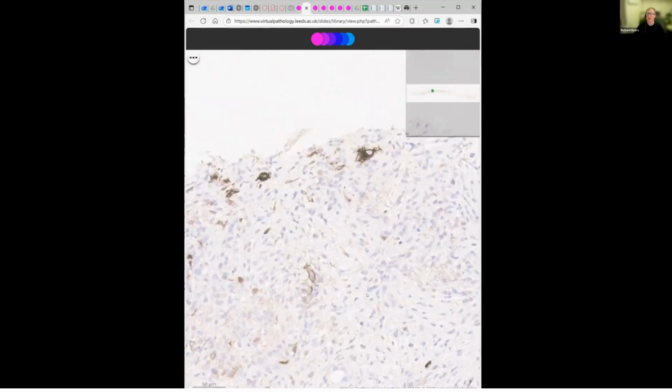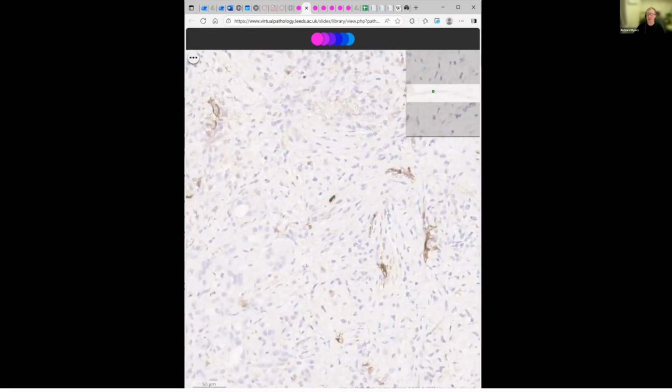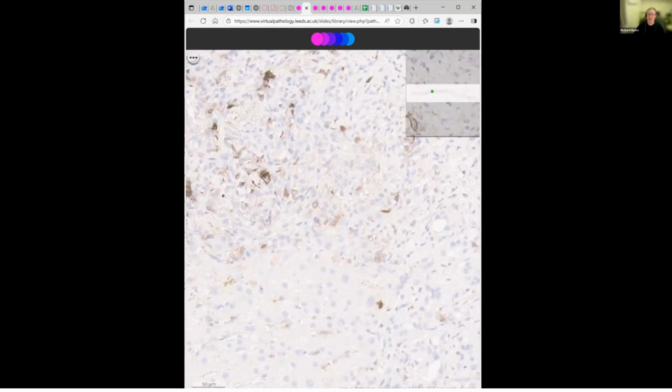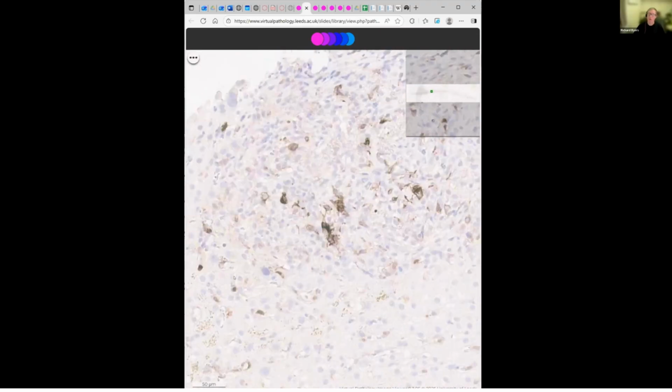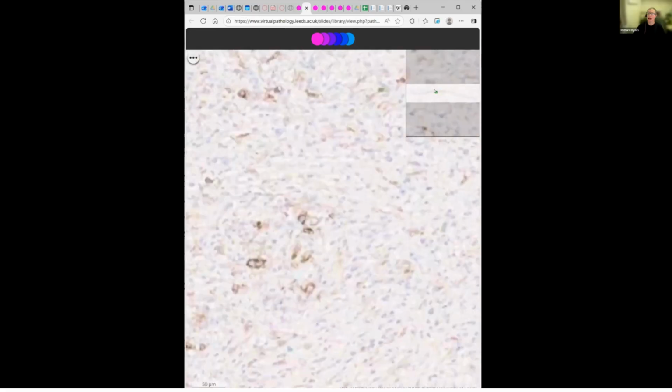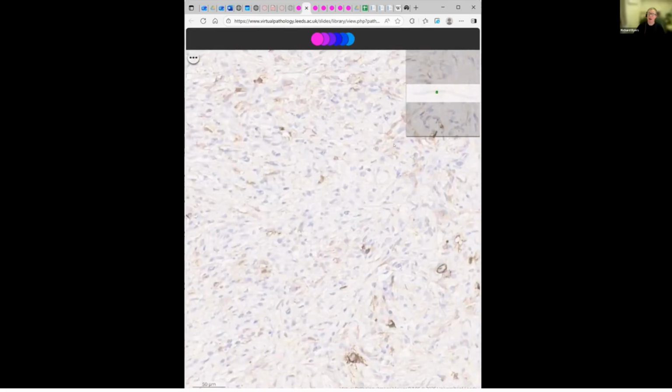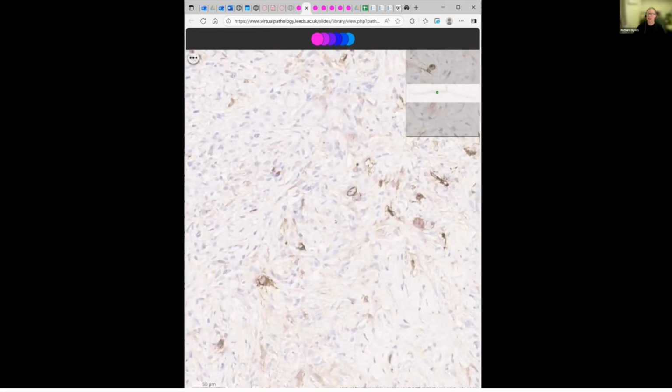And this is the CD30. So CD30 on its own does not make a diagnosis of Hodgkin's. I think CD30 with CD15 is almost certainly Hodgkin's. And if you get weak PAX5, then that is very characteristic of classical Hodgkin's disease.